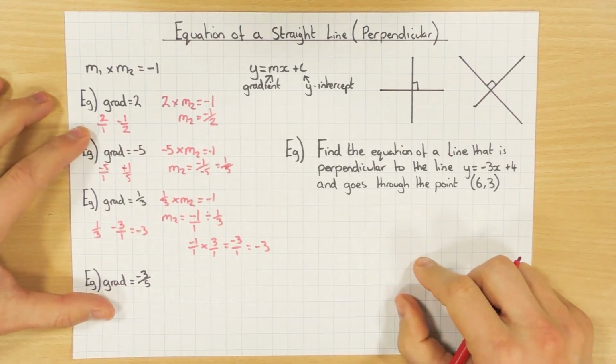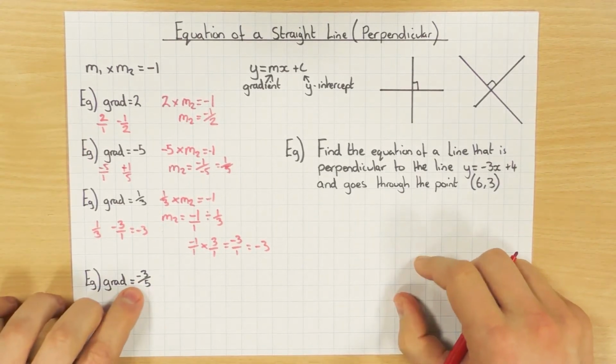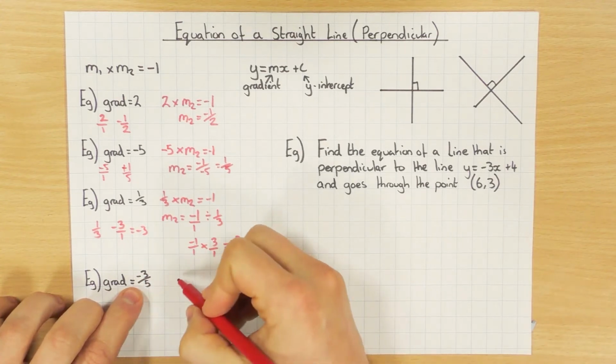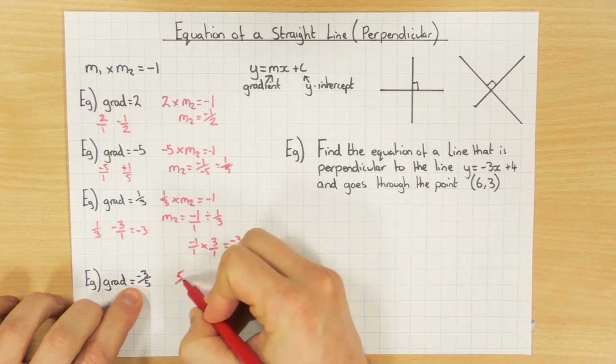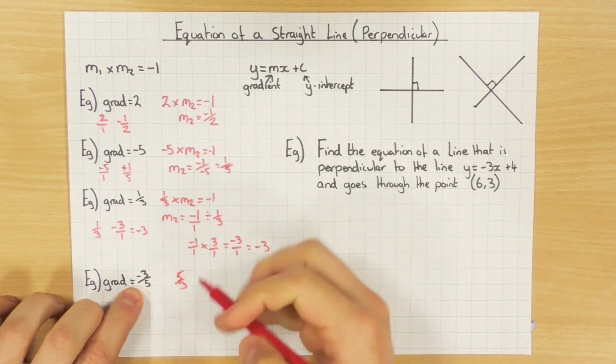So that's the quick way of finding the perpendicular gradient, which is what I'm going to use for this one here. So if I have minus 3 over 5, what I'm going to do is I'm going to flip it. So I have 5 over 3, and because it's a negative, I'm going to make this one positive.